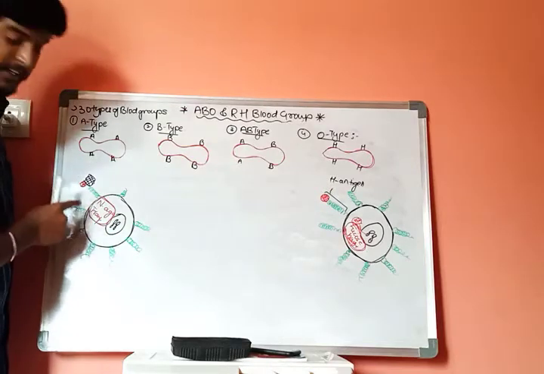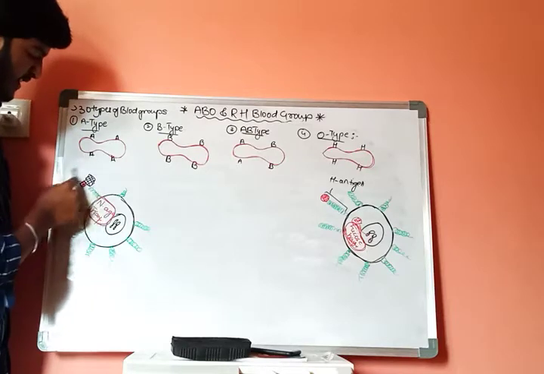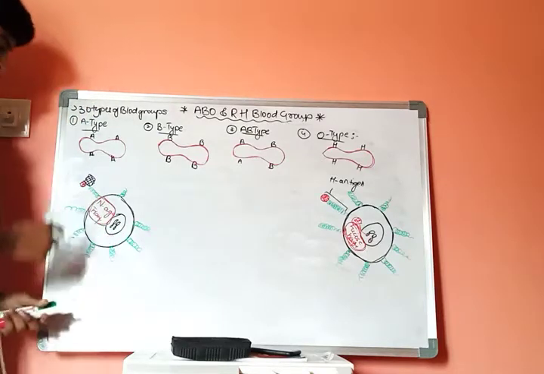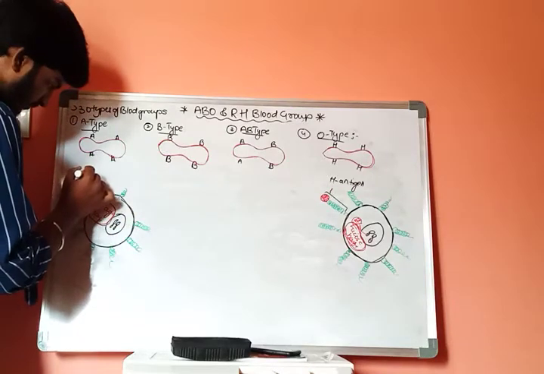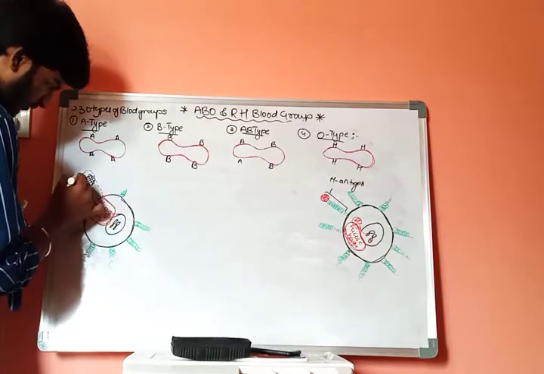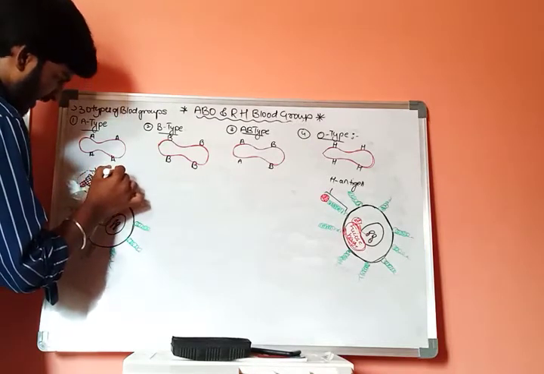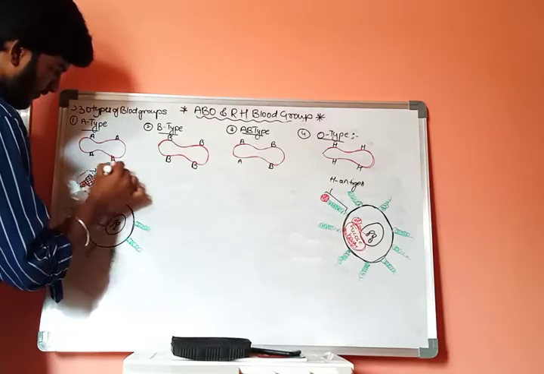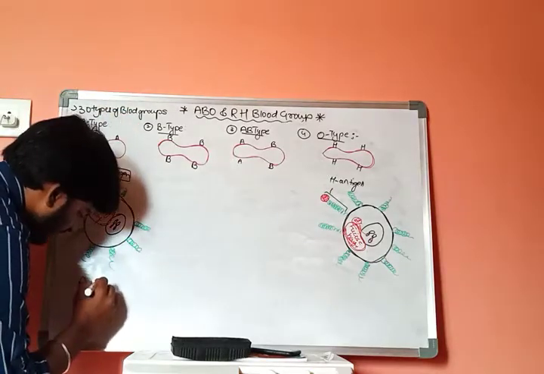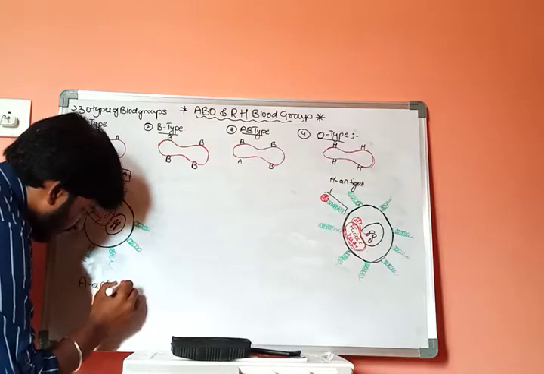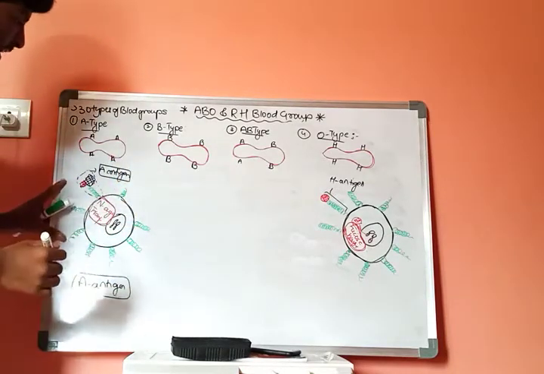When the oligosaccharide is attached with H type of antigen and N-acetyl galactosamine, this entire complex is called A antigen. This is A antigen. This is the formation of A type of antigen.